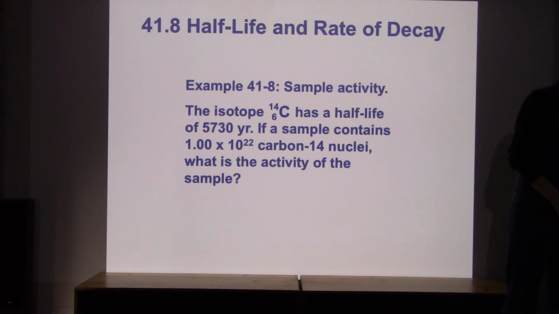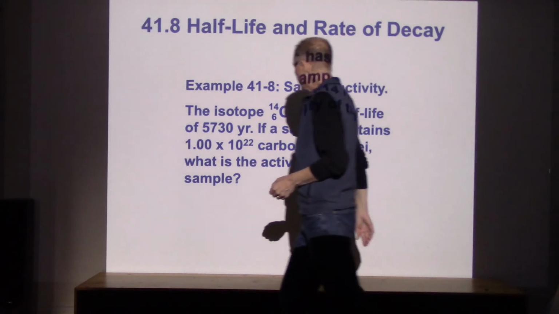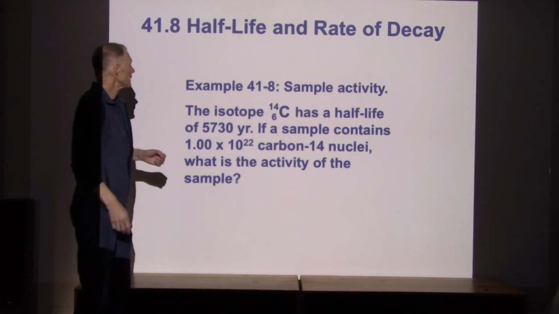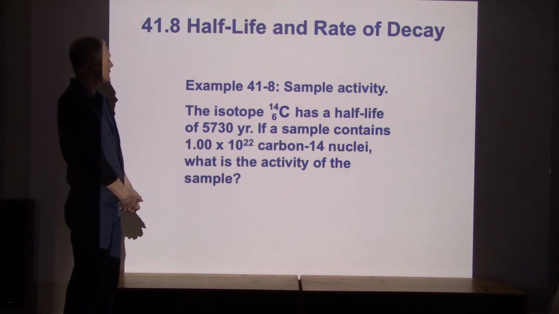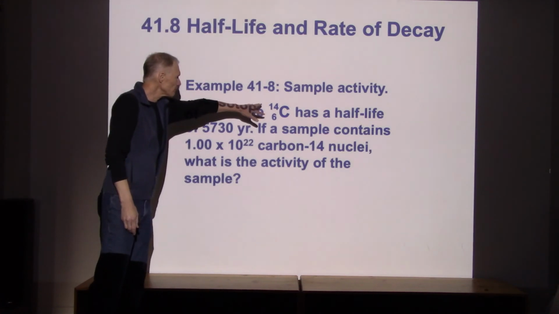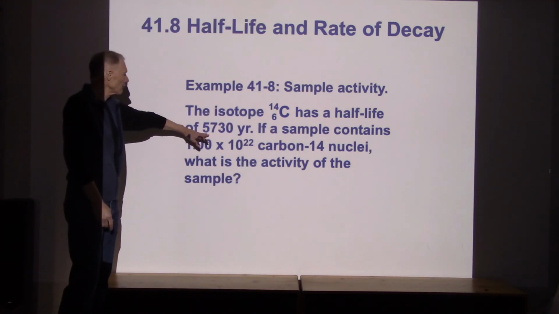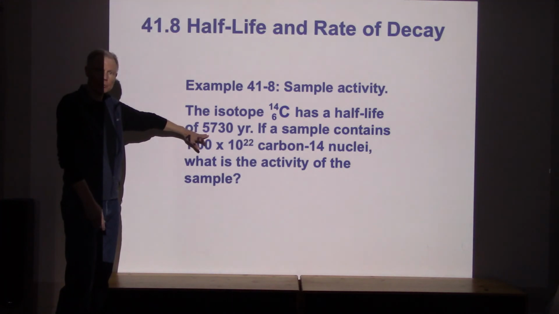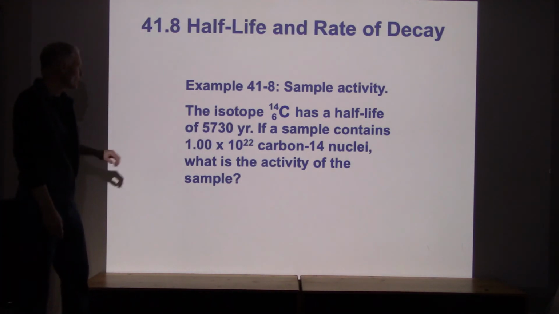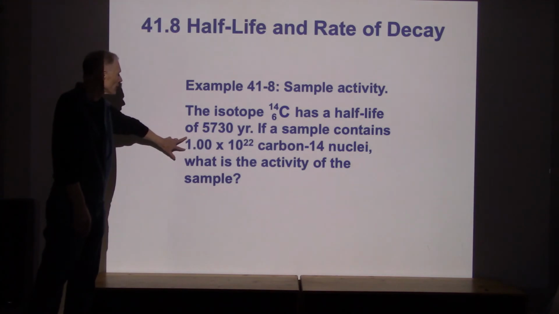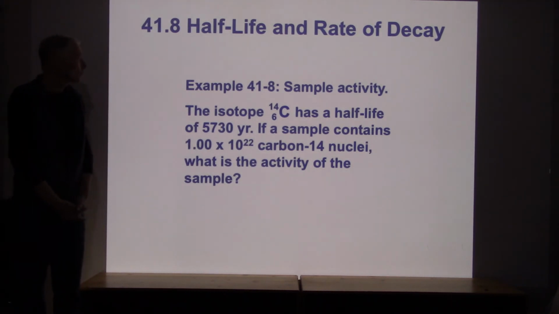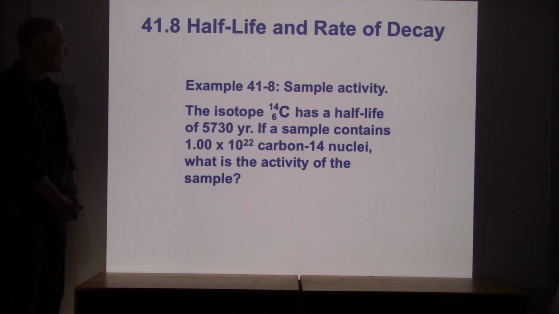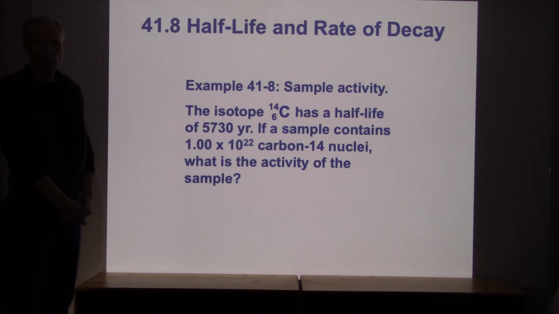So here's our first example, and it actually is carbon-14 that they're taking a look at here. So it says, here is a sample problem for measuring radioactivity. Carbon-14 has a half-life of 5,730 years. If we start off, this is the same graph as before, if we start off with a sample size of 1.00 times 10 to the 22 carbon-14 nuclei, what is the activity of that sample?